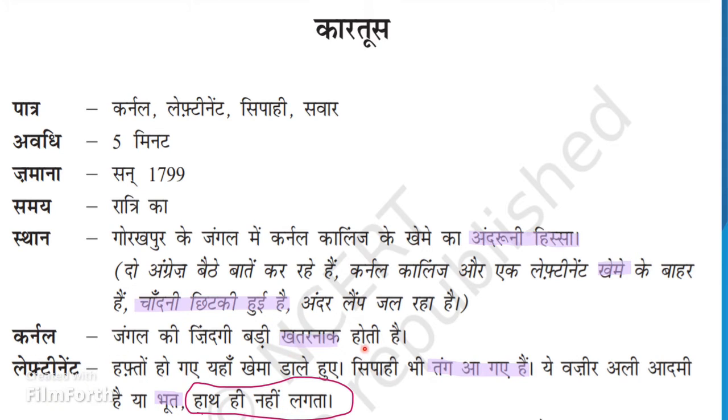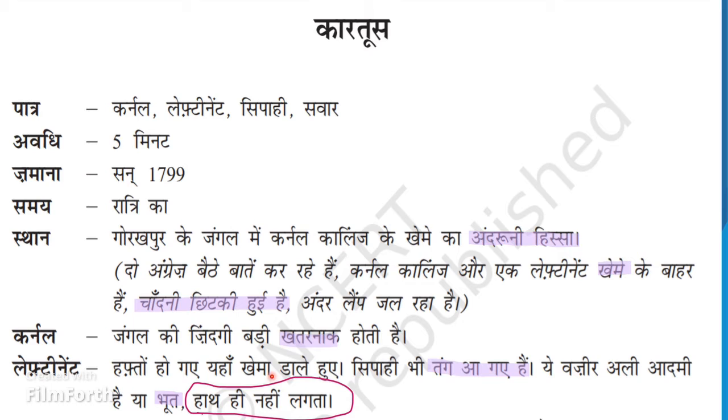Jungle ki zindagi badi khatarnak hoti hai. Life of jungle is very dangerous. Khatarnak means dangerous. At that time, Lieutenant says, Hafton ho gaye yahan khema dale hue. It's weeks since we have set up this tent in this jungle. Sipahi bhi tang aa gaye hain. Even the soldiers have got fed up. Tang aana means to get fed up. Ye Wazir Ali aadmi hai ya bhoot? Haath hi nahi lagta. This Wazir Ali is a man or a ghost. We are not able to even touch him.